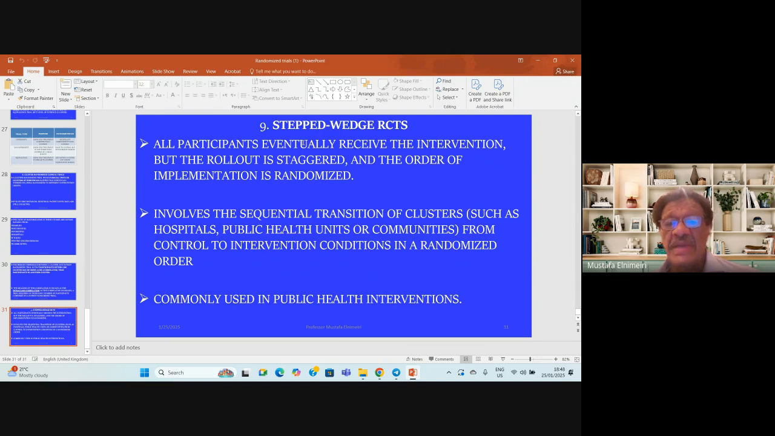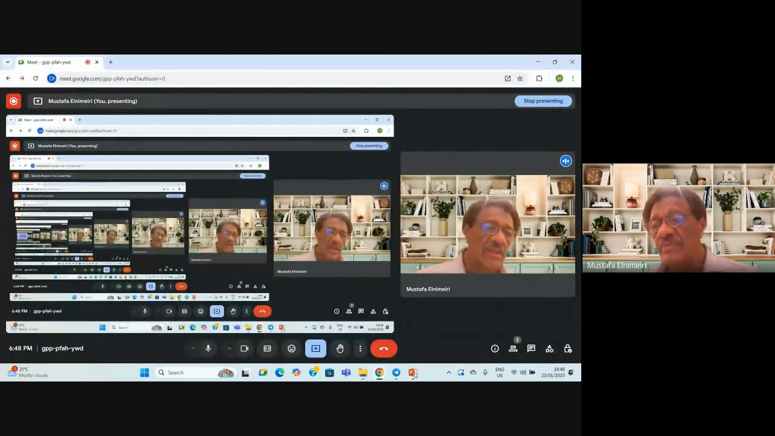The last type is the stepped-wedge randomized clinical controlled trial. Here, all the participants eventually receive the intervention, but the rollout is staggered and the order of implementation is randomized. It involves sequential transition of clusters such as hospitals or public health units or communities from control to intervention condition in a randomized order, and is commonly used in public health interventions. These are the main, for example, 9 categories of the clinical trials.